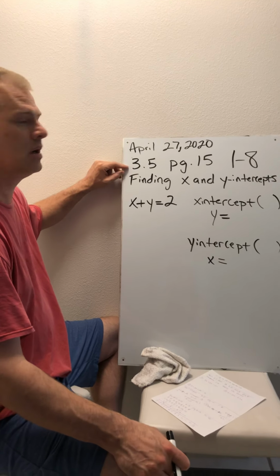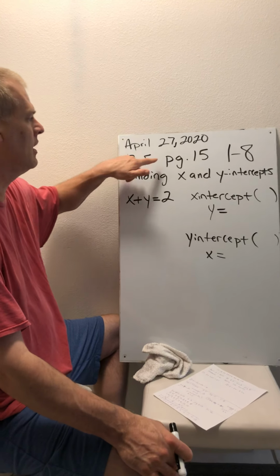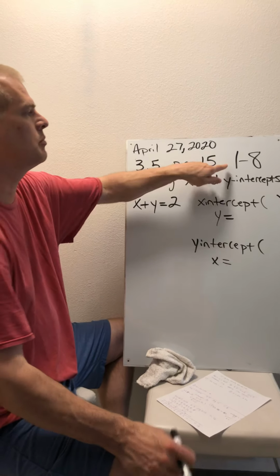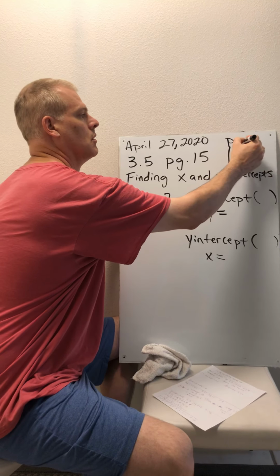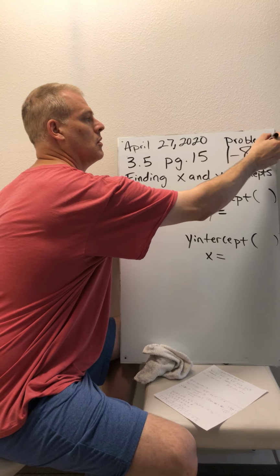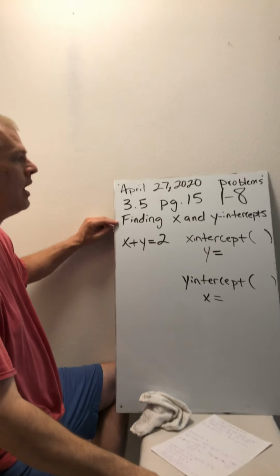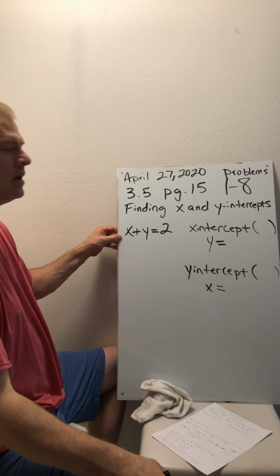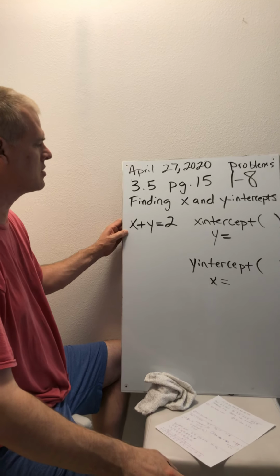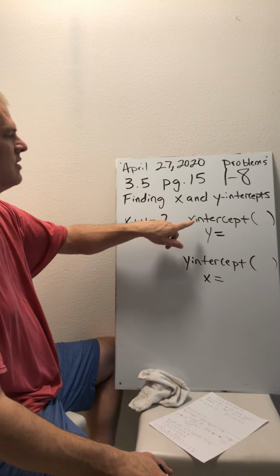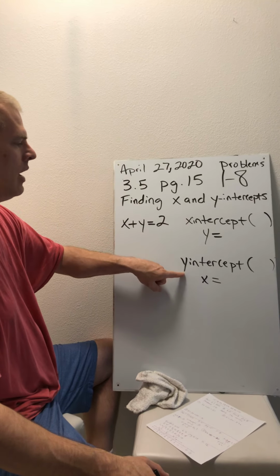We are working on section 3.5, page 15. We are doing problems 1 through 8, okay? We are finding the x and the y intercepts. So here's the equation that we were given, x plus y equals 2. You are to find the x-intercept and the y-intercept.